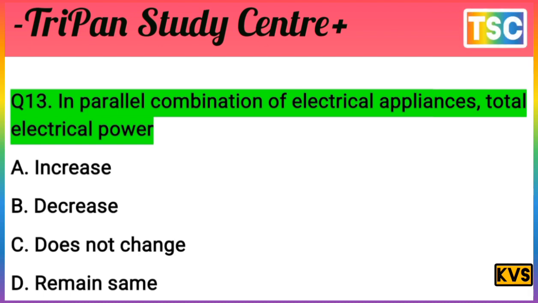That's important. The question here: in a parallel combination of electrical appliances, the total electrical power is: A, increases; B, decreases; C, does not change; D, remains the same. The question is clear and important also.